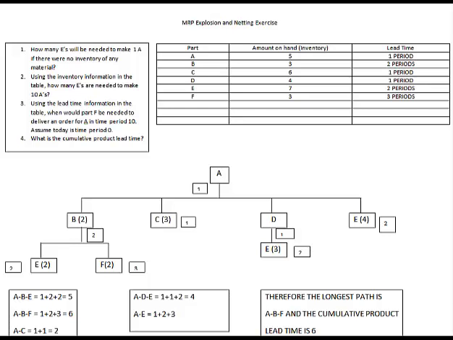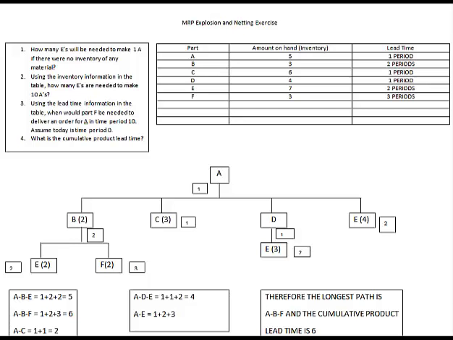So to answer this question, I'm going to be adding the lead time of every part through every particular path. So you'll notice that what I've added to the diagram is the lead time for every part. It's shown in a little box over to the side of the part. So how many paths do we have in this bill of material?